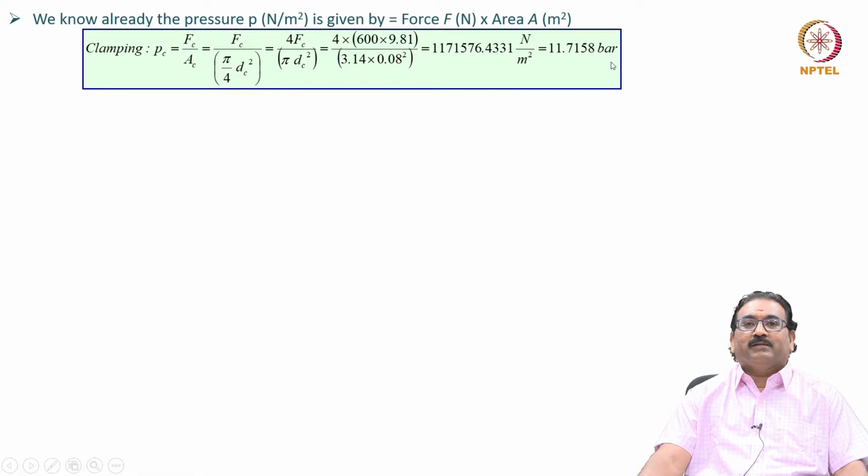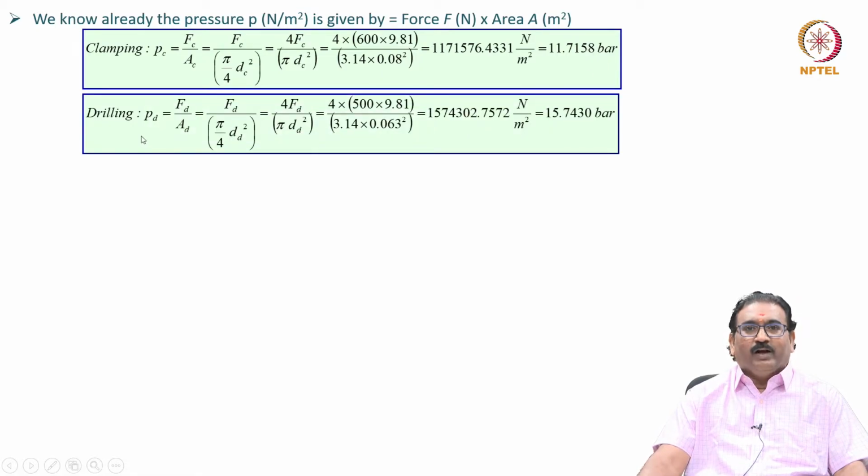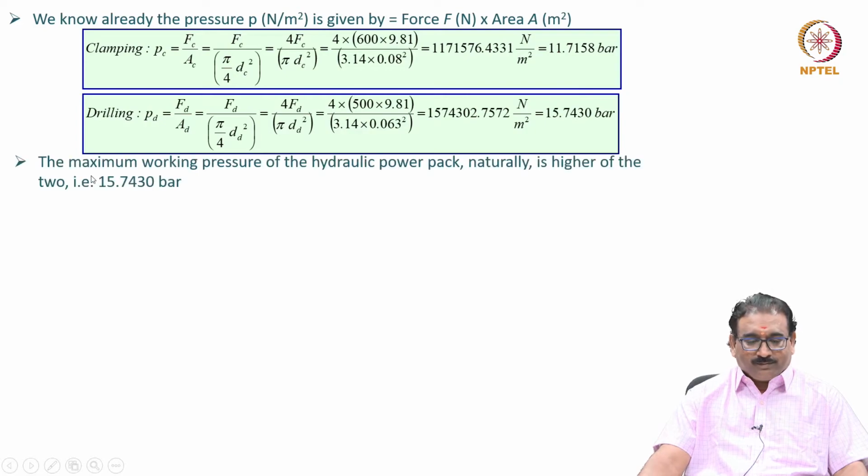11.7158 bar. Similarly, you will calculate for the drilling, I may get 15.7430 bar. Then what is the pressure? The bigger one we have to take. The maximum working pressure of the hydraulic power pack naturally is the higher of the two, that is 15.7430.